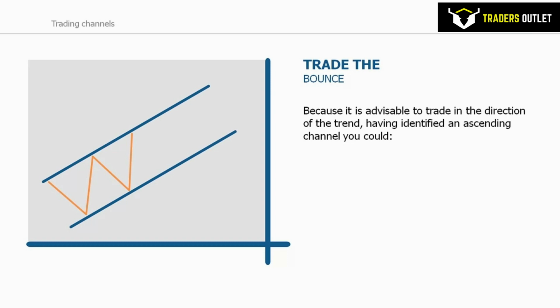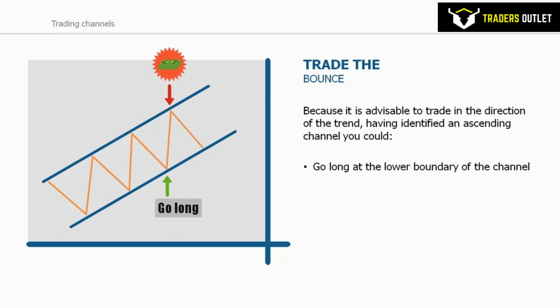First, you must have two tops and two bottoms to draw the channel on your chart. Then the next time the price reaches a channel boundary, you open a trade in anticipation of a reversal. So when the price reaches the lower boundary, you buy. And when it reaches the upper boundary, you sell.